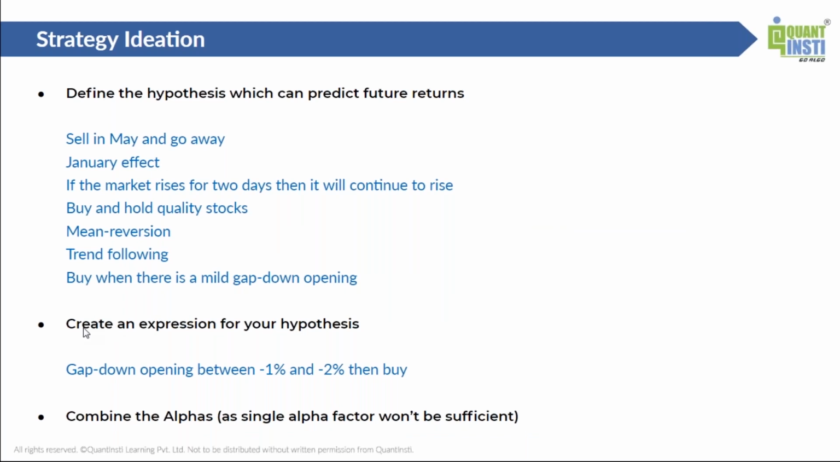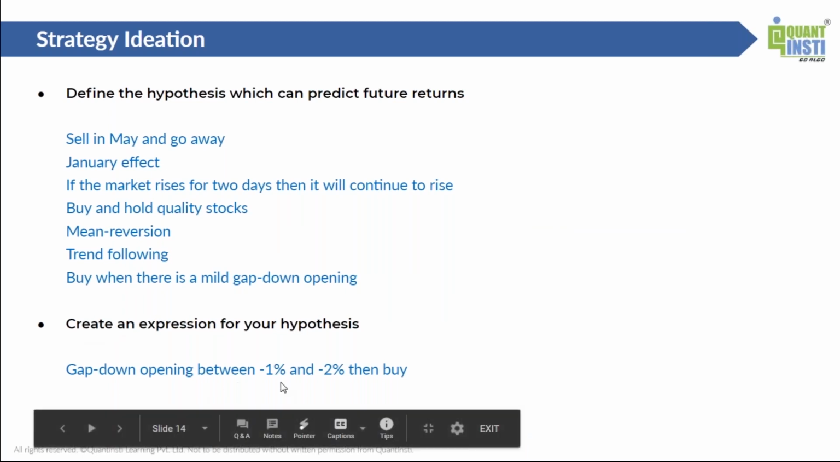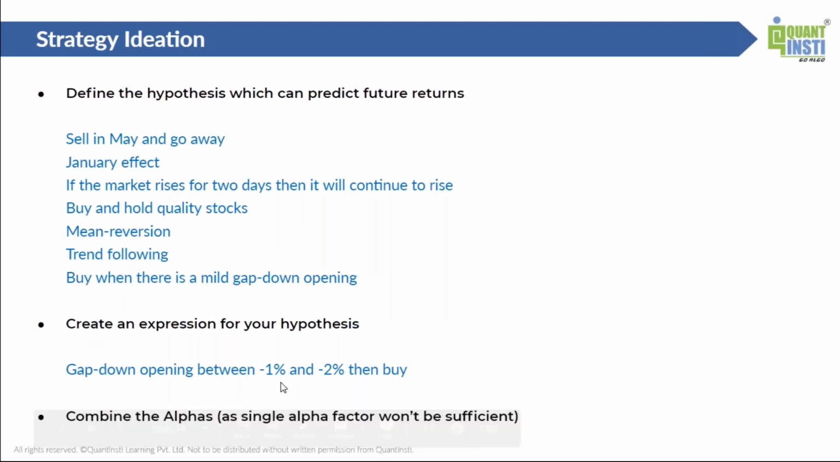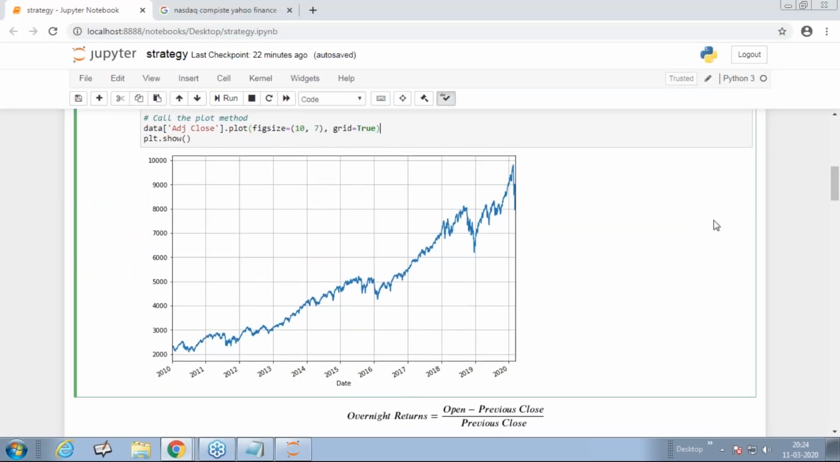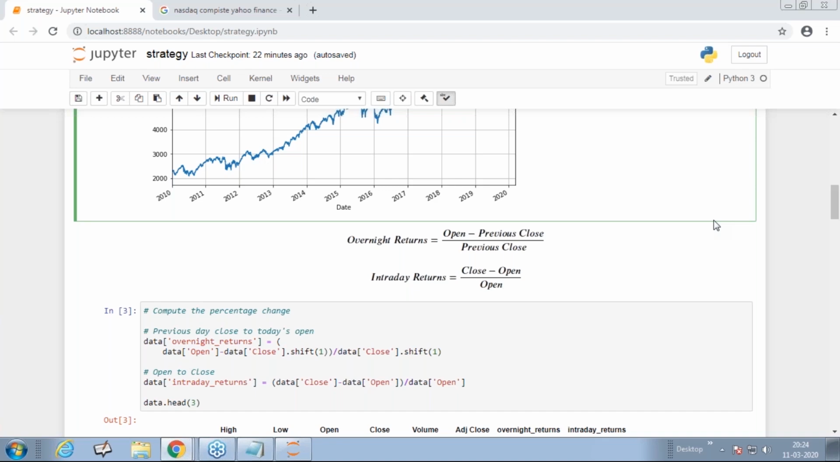So what is the strategy? The gap down opening between -1 and -2%. What we need at the very first is to calculate the gap down and gap up returns. So how do we calculate the gap up and gap down returns? Those are typically known as overnight returns. Overnight returns are today's open minus previous close divided by previous close.